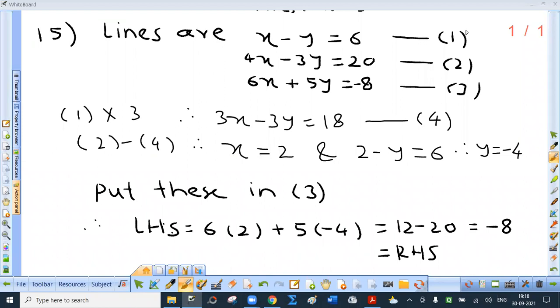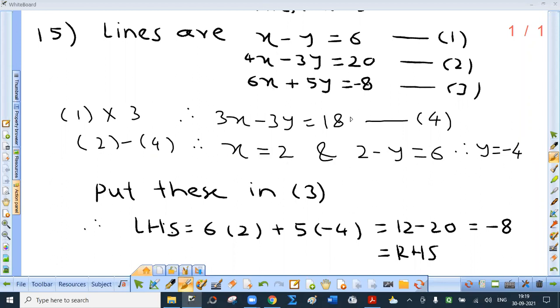So show that equations are solvable, that is determinant of coefficients is non-zero, and then that value of the determinant for condition of consistency equal to 0. Here I have solved first and second equations. Third equation is written as 6x plus 5y equal to minus 8. Okay. Solve first two to get x equal to 2, y equal to minus 4.